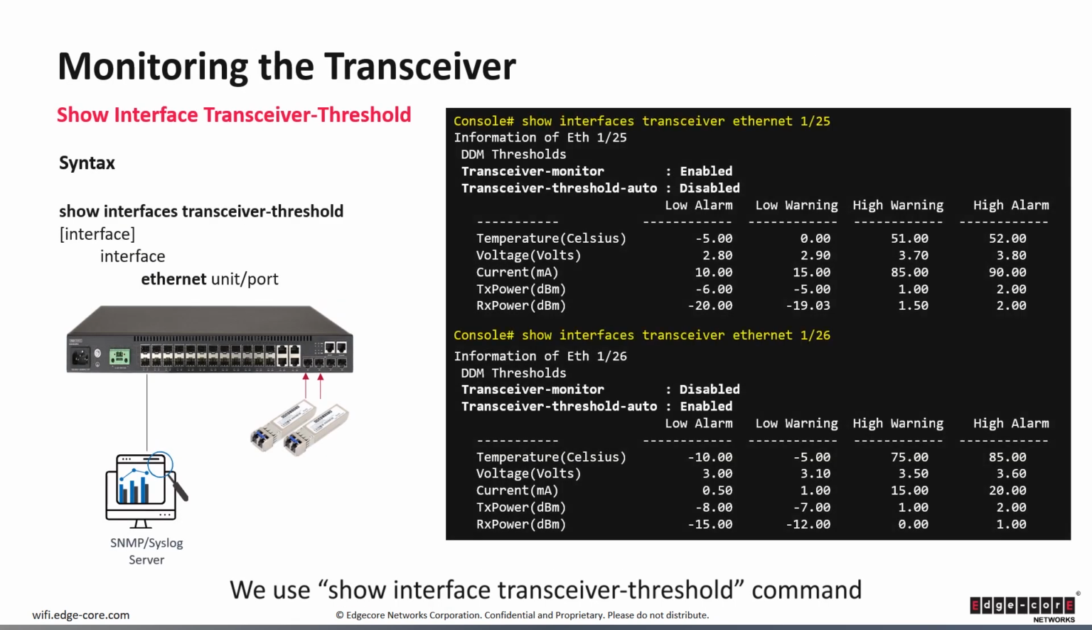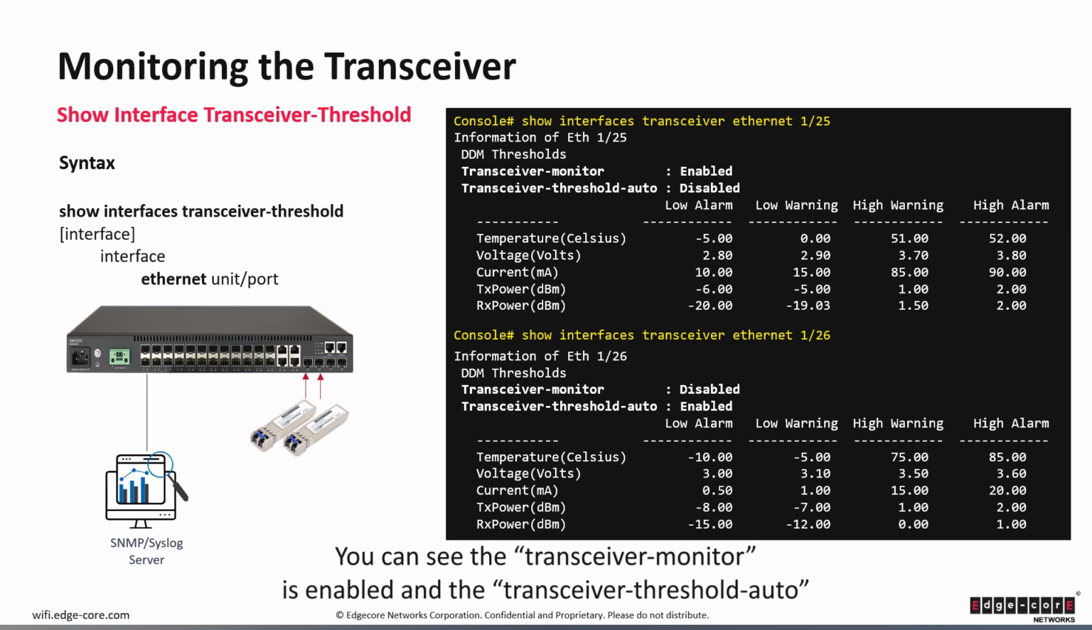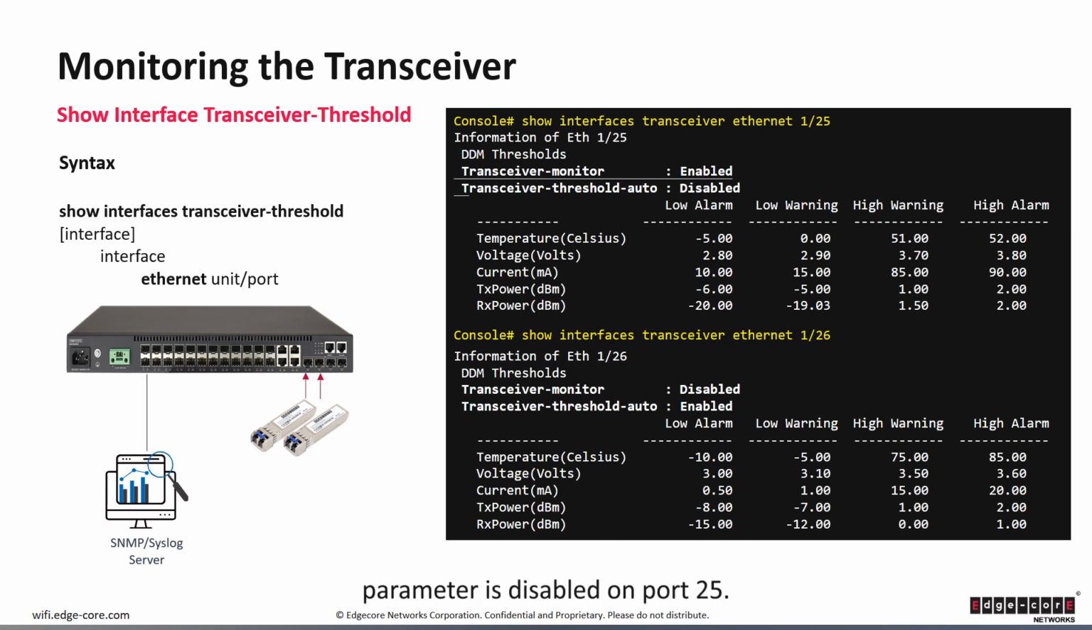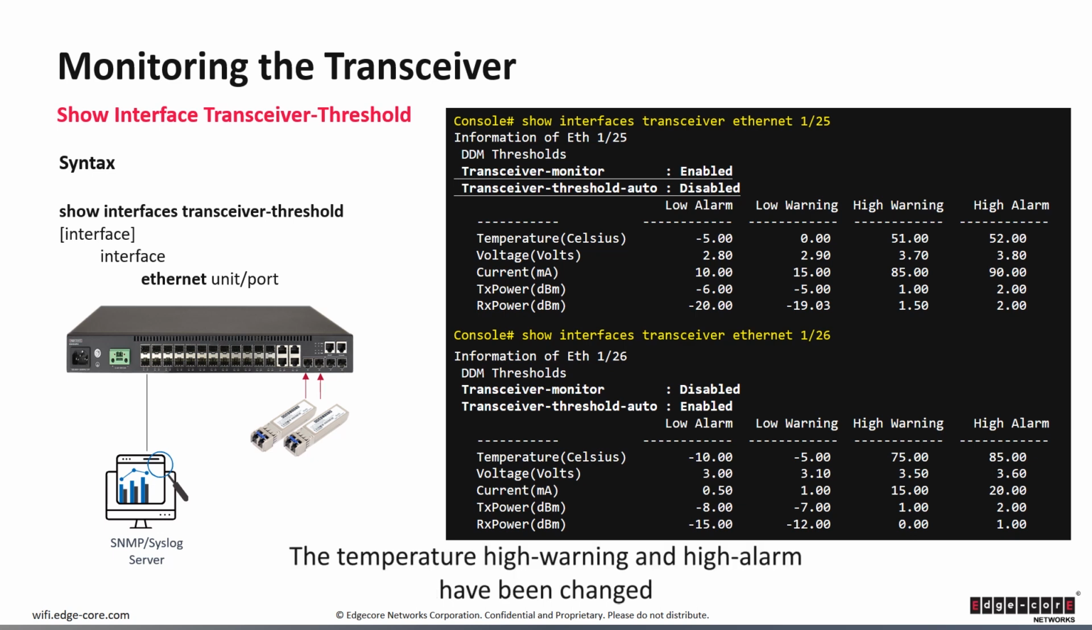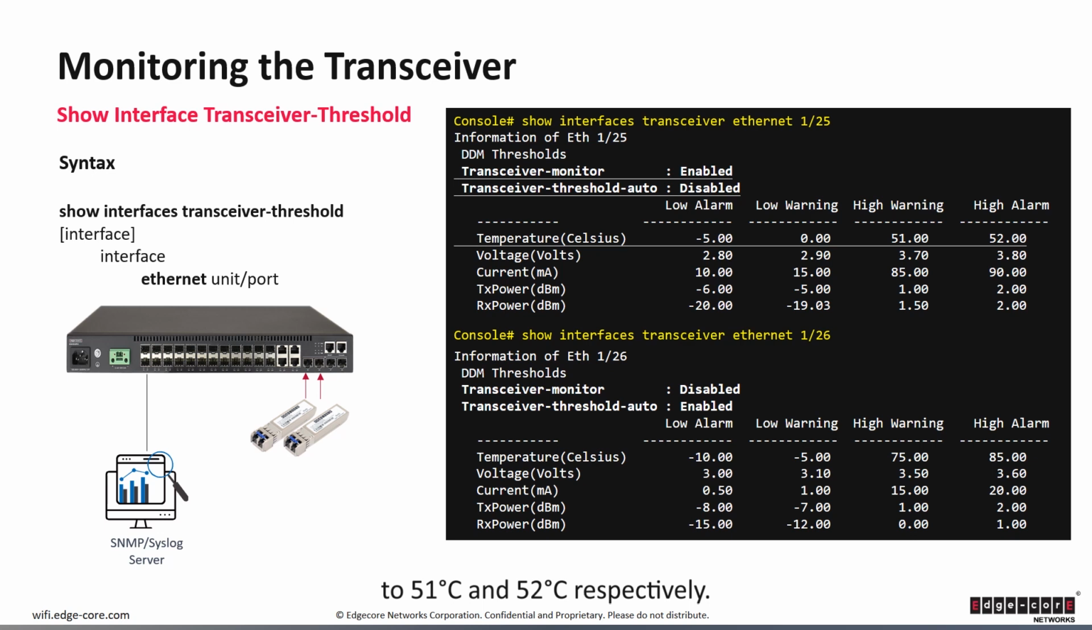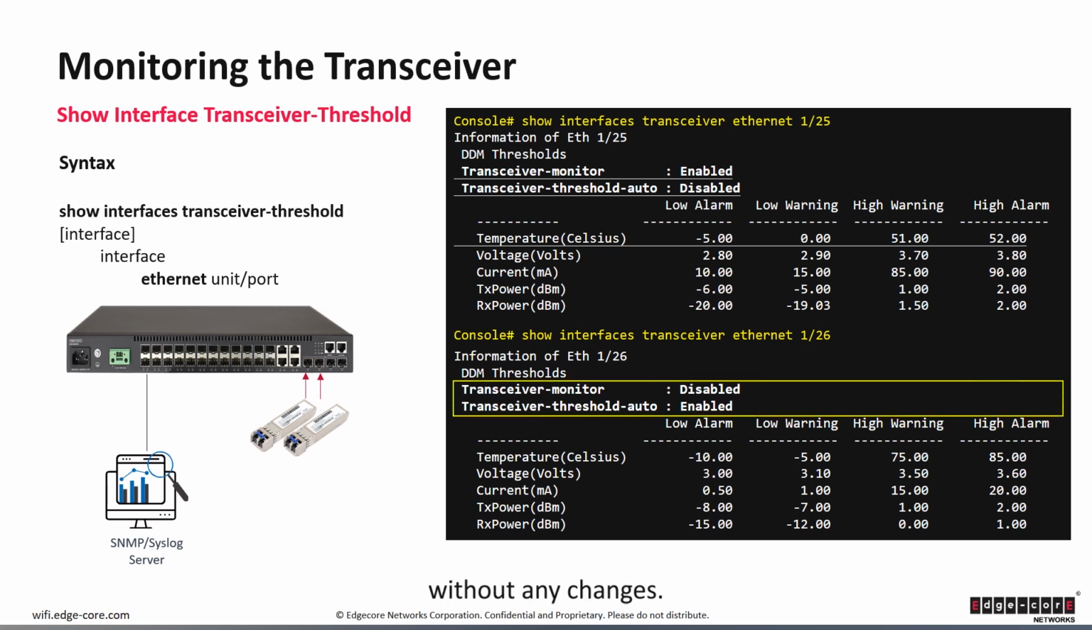We use the Show Interface Transceiver Threshold command to display port 25 and port 26 DDM information. You can see the transceiver monitor is enabled, and the transceiver threshold auto parameter is disabled on port 25. The temperature high warning and high alarm have been changed to 51 degrees Celsius and 52 degrees Celsius respectively. The port 26 keeps the default setting without any changes.